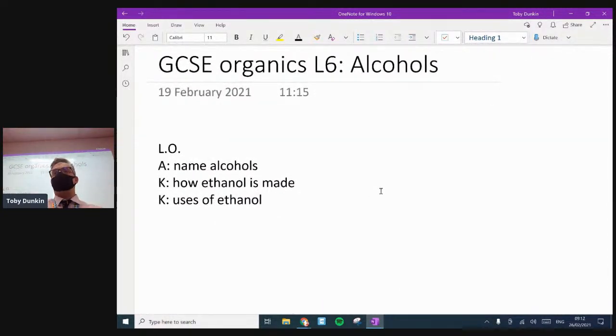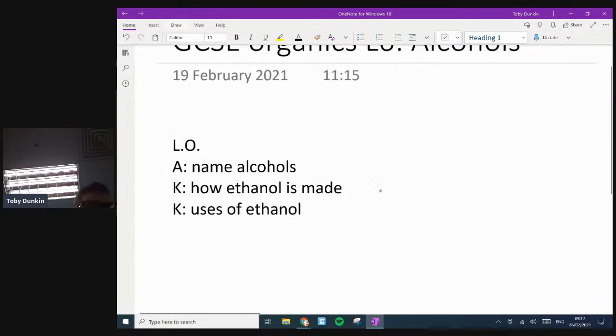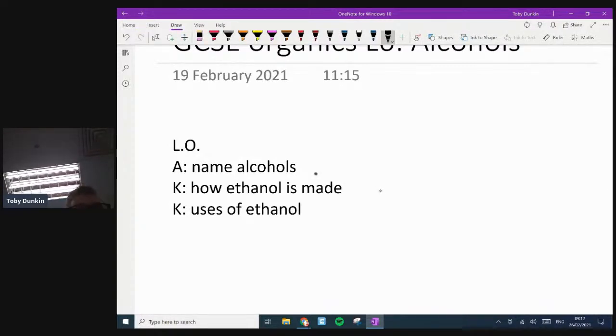So 3 learning objectives, guys, all nice and easy, partly because I'm assuming that all of you guys can do the first one. The first one is to be able to name alcohols and also to recognize the functional group. So I'll add that on really, and you can actually add that on as well.